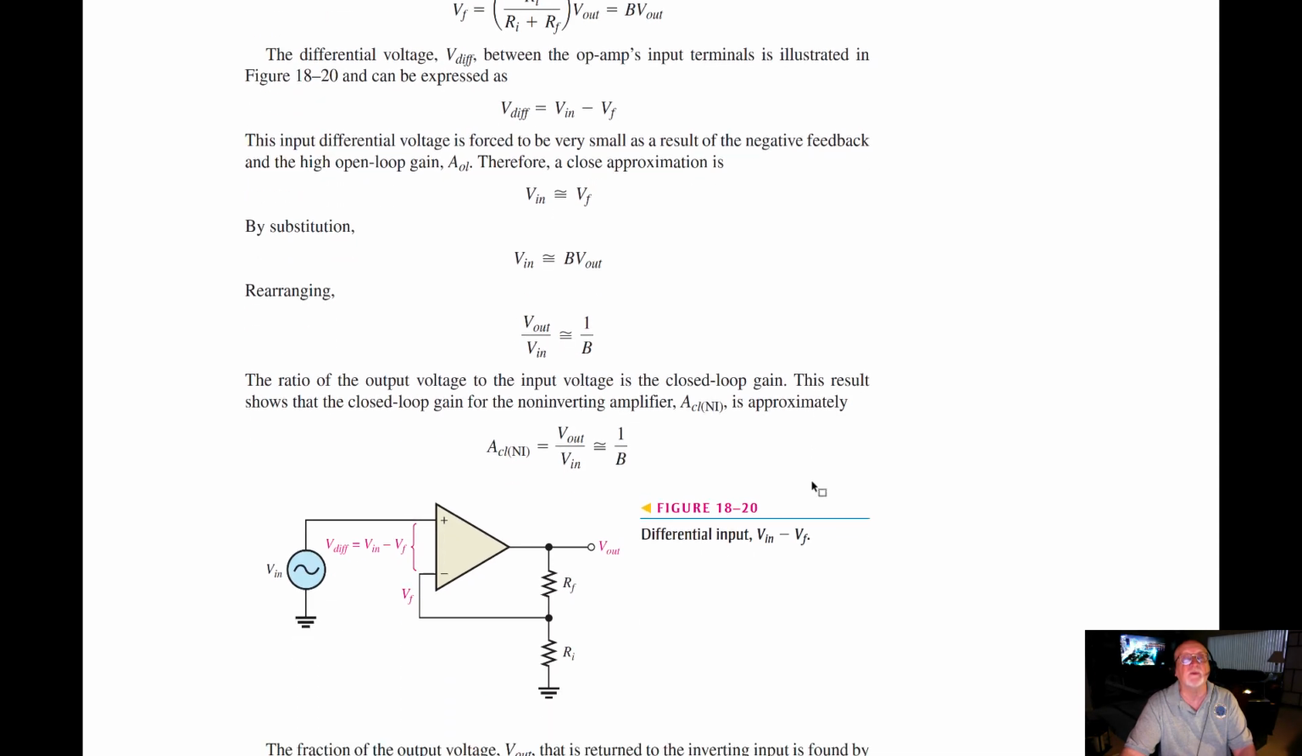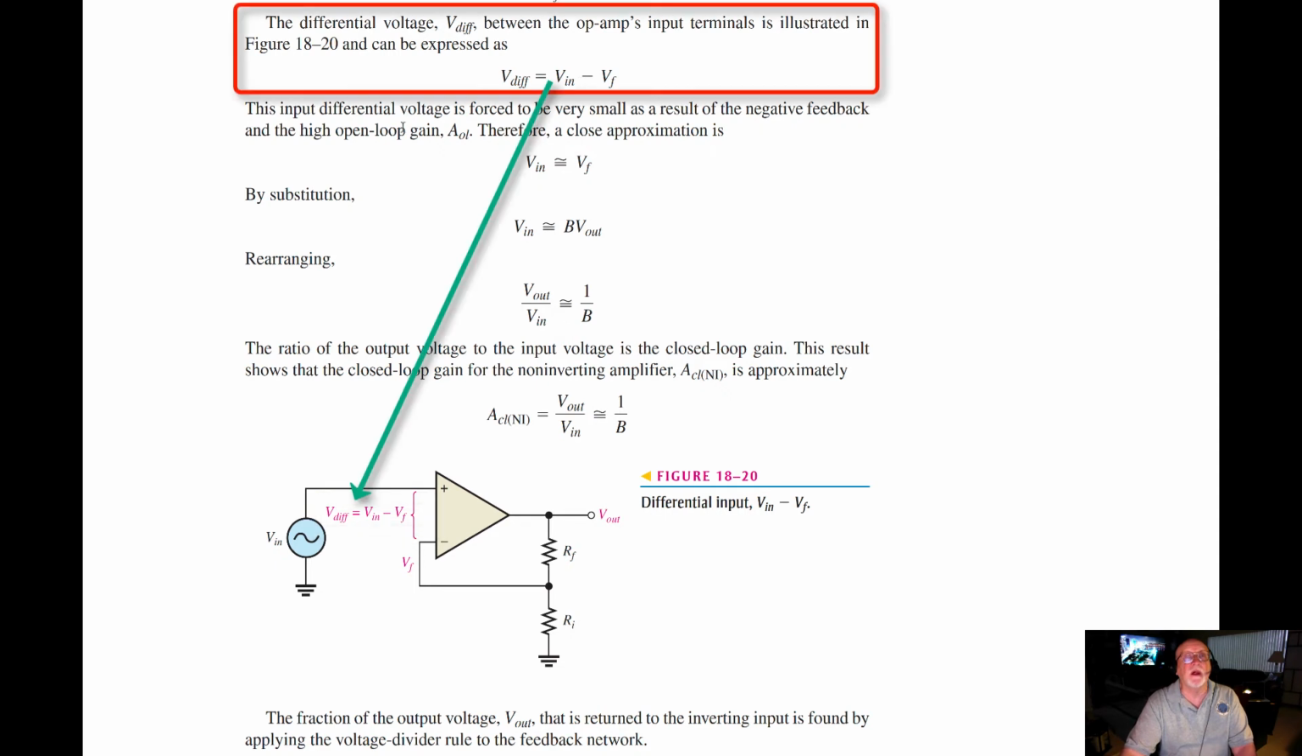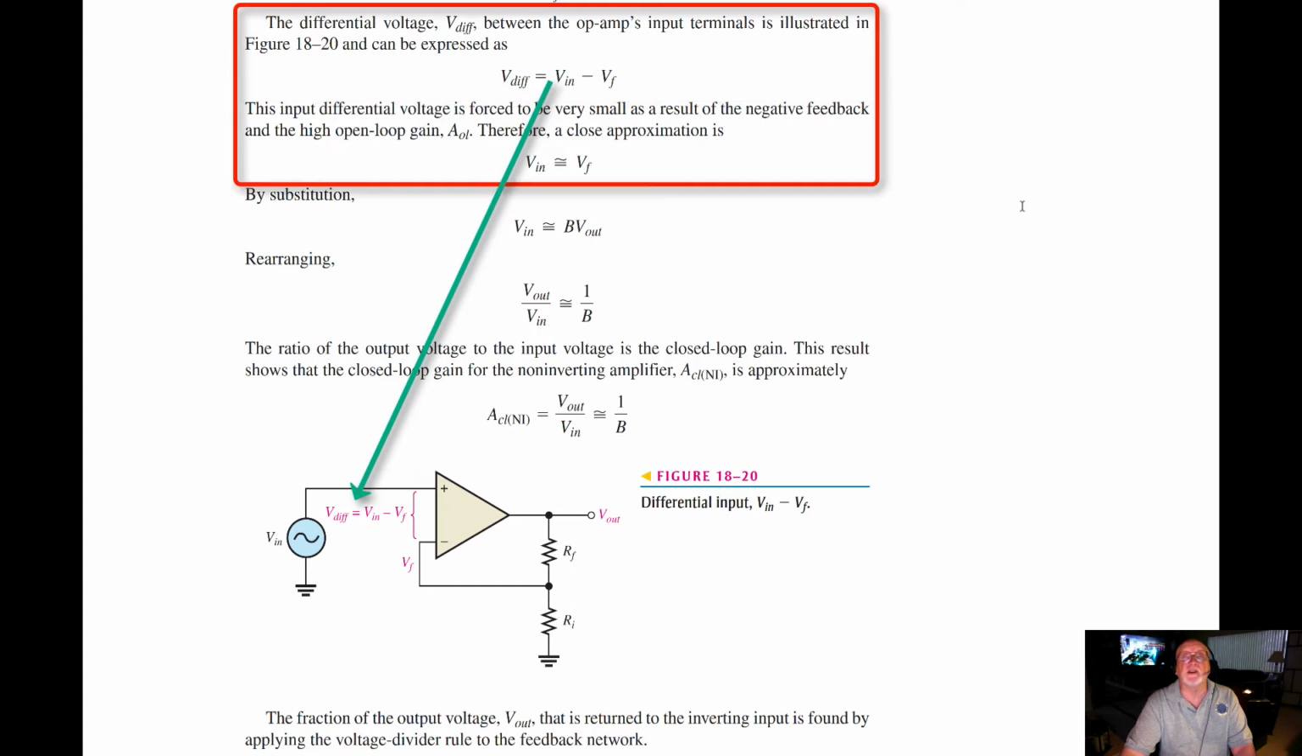The differential voltage, V diff, between the op amp's input terminals is illustrated below. So let's get that up here so you can see it. There it is right here. You can see the differential input, Vin minus Vf, at the inverting and non-inverting inputs. So there's the relationship. This input differential voltage is forced to be very small as a result of the negative feedback and the high open loop gain, A open loop. Therefore, a close approximation is just Vin equal to V sub F.